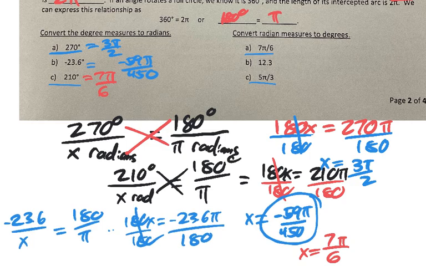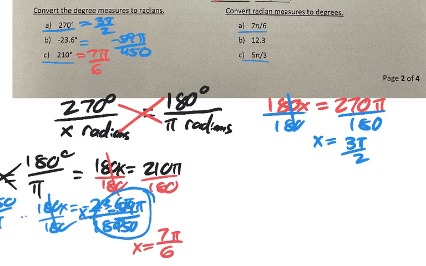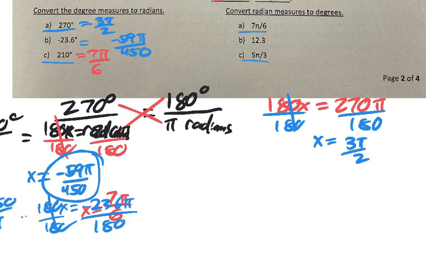What if I start with radians and I want to convert it to degrees? Well, you're going to have to do something completely different than what I've been showing you. I'm just kidding. 7 pi over 6 is my radian measure, and I'm looking for degrees.